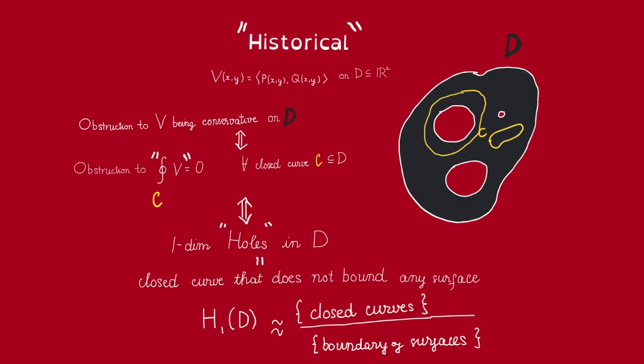So a way to measure the obstruction to V being conservative on this region D would be to look at the quotient of the set of closed curves by the set of boundaries of surfaces. And this is gonna be kinda like the definition of the one homology group of D. Well, except that we actually want this to be a group. So we have to groupify this, i.e. look at the free abelian group generated by these.